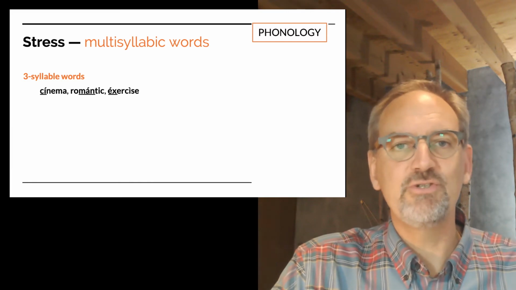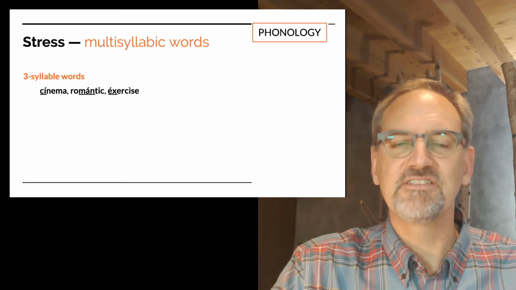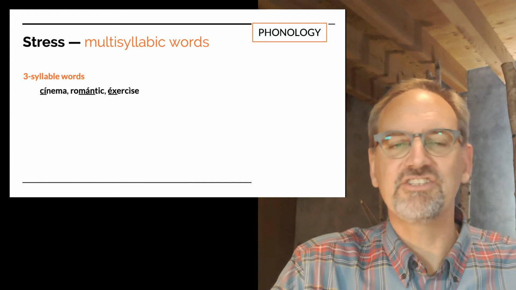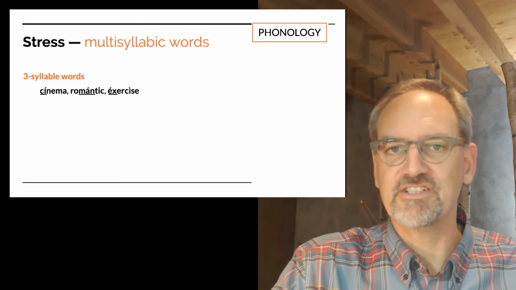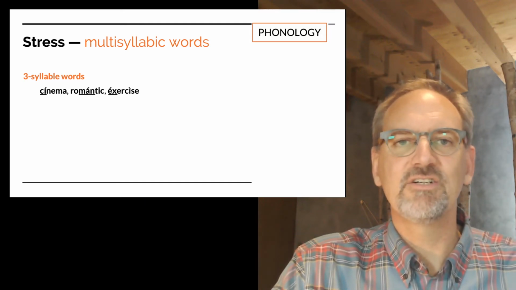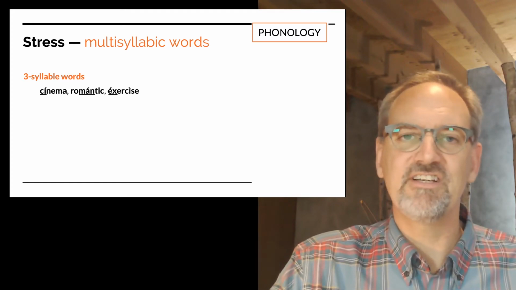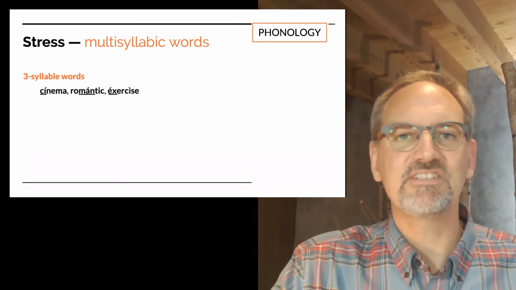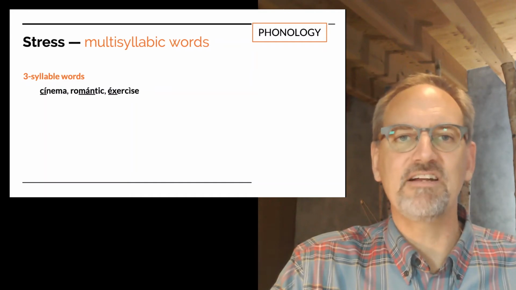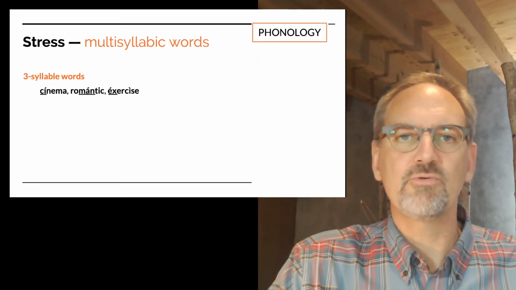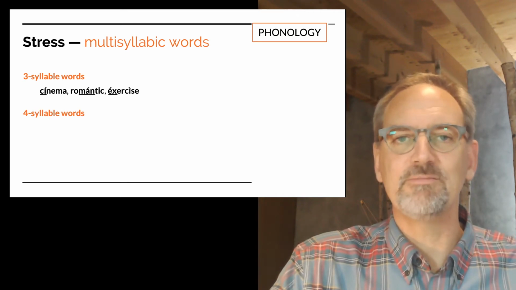And notice there are actually two degrees of stress. Ek and size are both stressed, but ek has higher pitch. We call that primary stress. Size does not have vowel reduction. It has some degree of stress. We call that secondary stress. It doesn't get the same rise in pitch that ek gets. So three-syllable words have at least three different stress patterns: cinema, romantic, exercise. Or let's look at four-syllable words.